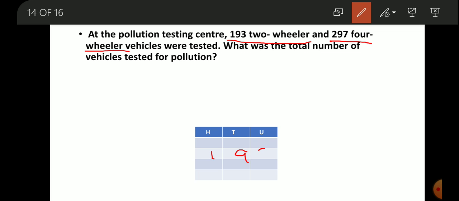193 plus 297. Okay, 3 plus 7 will be 10. Write the unit side down, 10 side above 1. Okay, then add that carry over with 1, then plus 9, and write the answer. Answer statement will be the other answer. So many vehicles were tested for pollution. Okay, the answer, so many vehicles were tested for pollution.